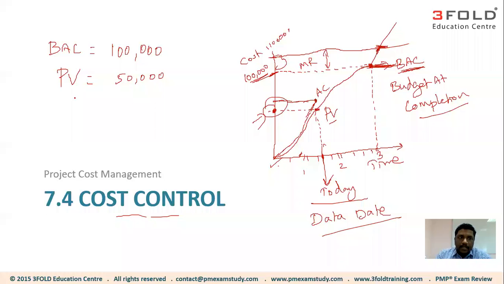For example, the actual cost could be, let's say, 60,000. Okay, all right, so 100,000. As of today, I had planned to spend $50,000, but I had actually spent $60,000. Okay, you get my point? You're actually spending $60,000, right?